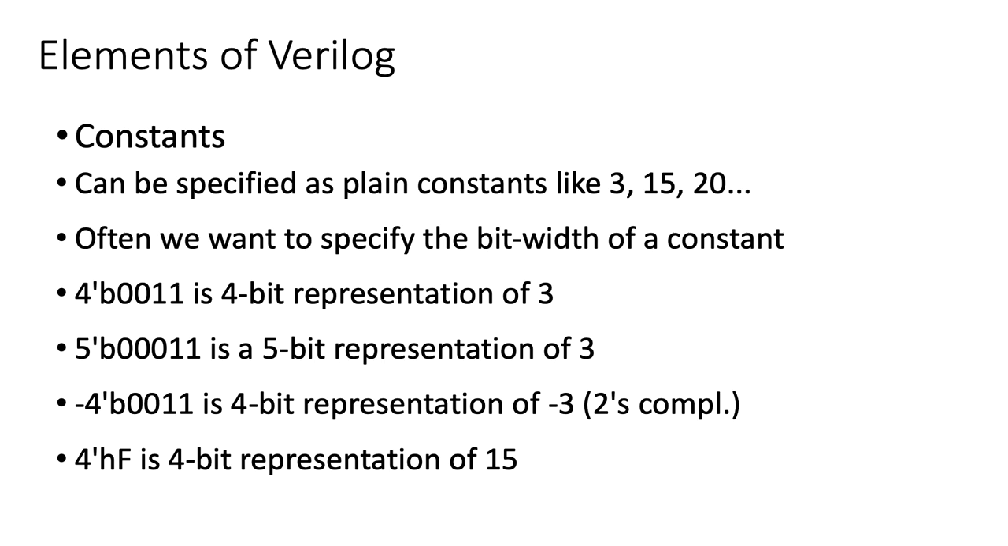So we have constants, right? They can be specified as plain constants like 3, 10, 20, whatever. Often we want to specify the bit width of a constant. So the way we represent a 4-bit representation of 3 would be 4'b, and then the 3. It's a 4-bit representation of the 3. We can have a 5-bit representation of the 3, and that would be 5'b, so in total we have 5 here, it's 4, right? So this is 3, and this says that it's a 5-bit representation of that 3, okay?